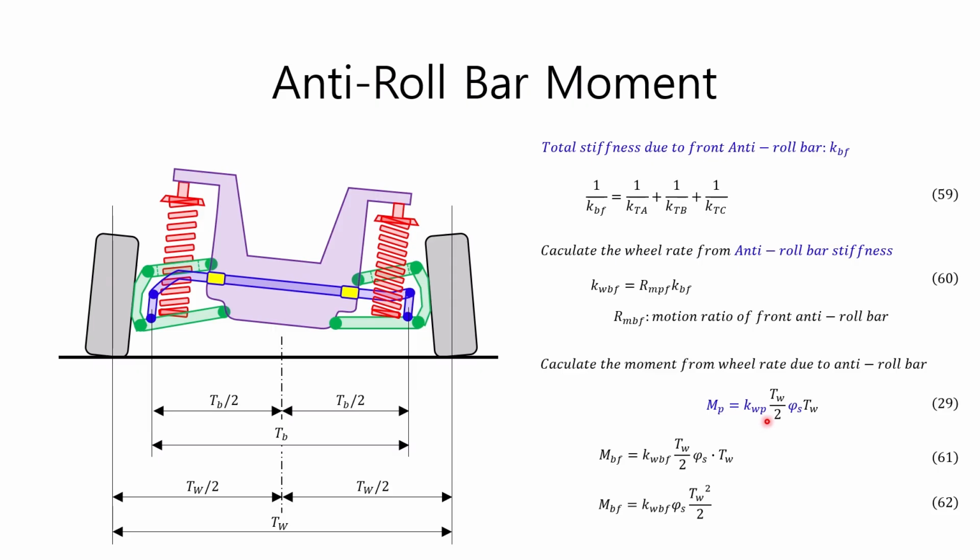If the wheel rate, kWp in equation 29 is replaced by the wheel rate of the front anti-roll bar, kWbf, the moment due to the anti-roll bar, Mbf, can be found using equation 61. Next, if equation 61 is rearranged, the final equation 62, for the moment Mbf, due to the front axle anti-roll bar, can be obtained.